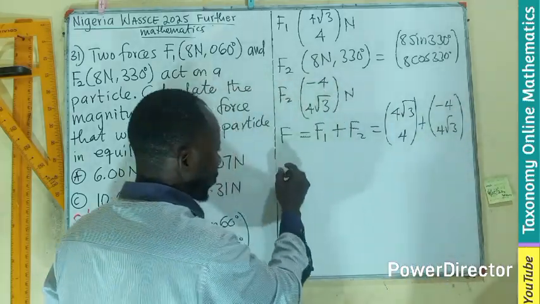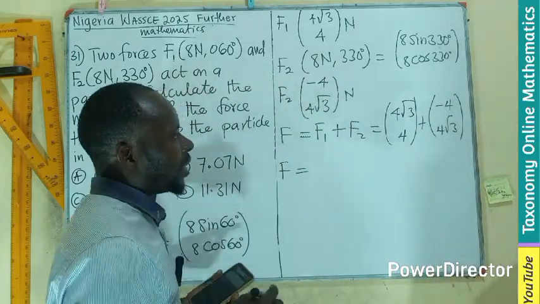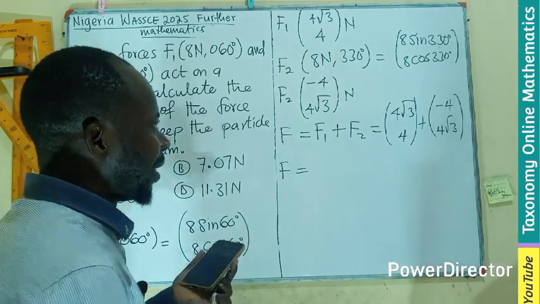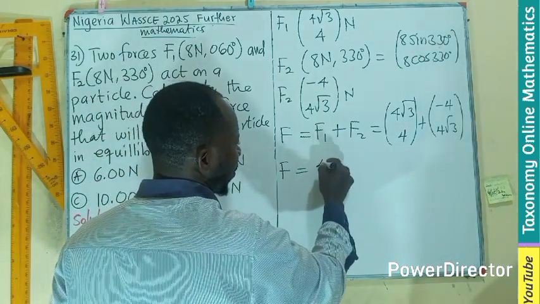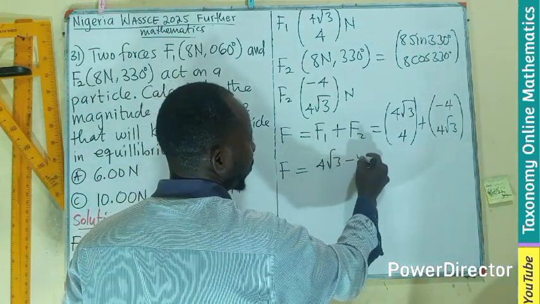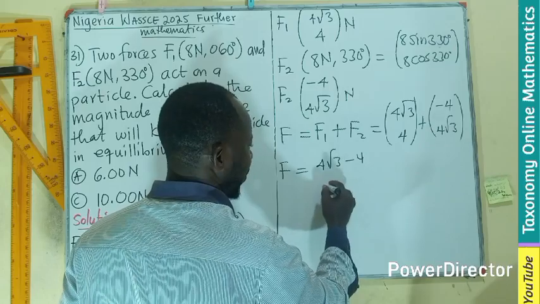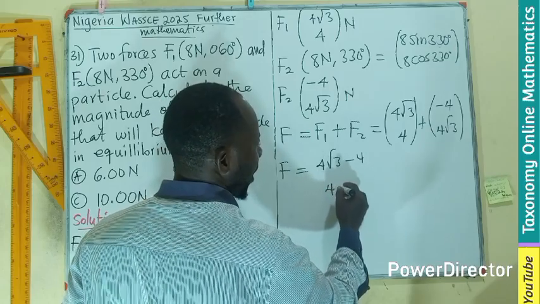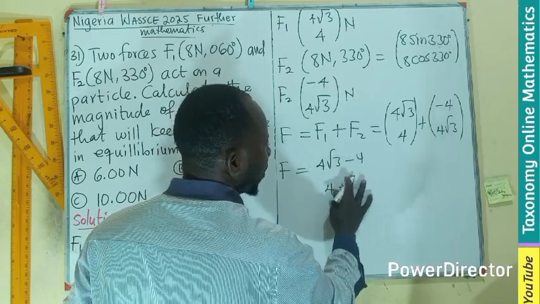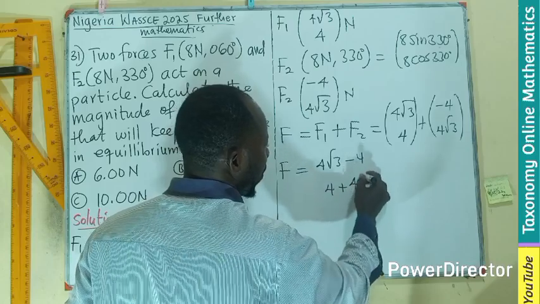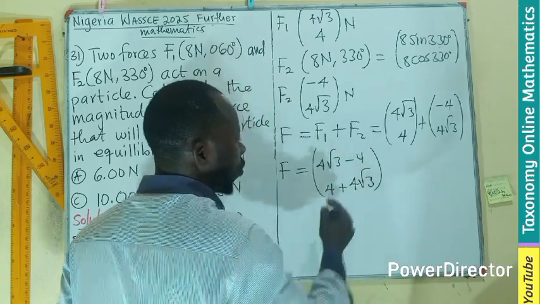You are adding this. So if you add that, you will have 4 root 3 minus 4, then this will also be 4 plus 4 root 3 as total.